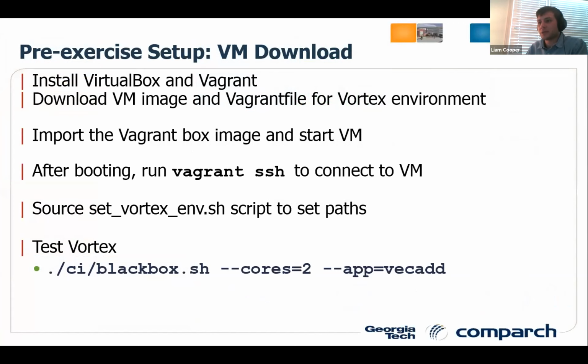We're offering two different environments for these exercises and for testing Vortex. The first environment is contained within a VM. You'll install VirtualBox and Vagrant and download the VM image and a Vagrant file for the Vortex environment. You'll then import the Vagrant box image and start the VM. After booting, you'll do a Vagrant SSH to open the VM, and then source and set the Vortex environment variables and paths. And then you can test out Vortex. So these instructions are detailed in the VM README file, again in the tutorial GitHub.